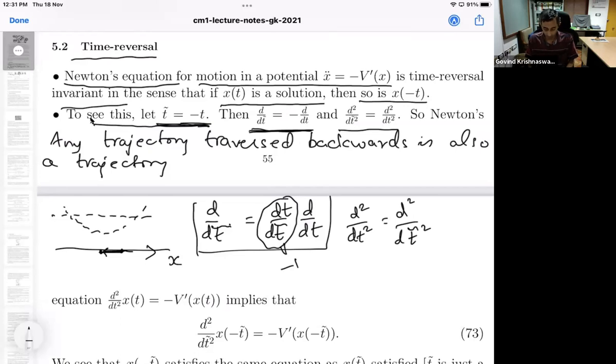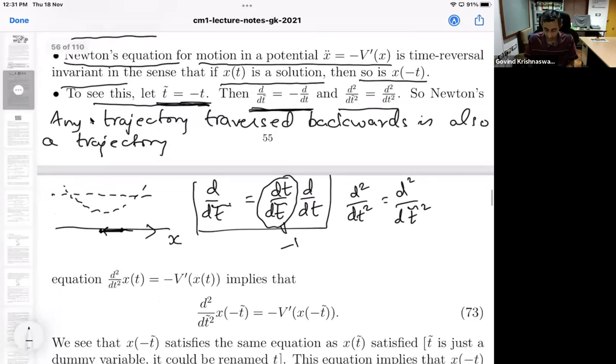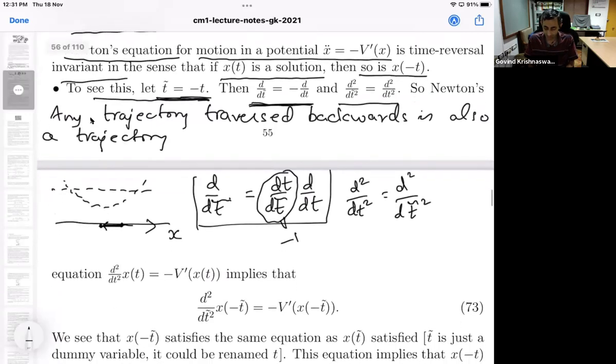All right, and therefore now let us look at Newton's equation, which says that the second derivative of x of t is equal to minus v prime of x of t. Now let us rewrite in terms of x tilde. The second derivative we have just observed is the same. So I can replace d squared by dt squared by d squared by dt tilde squared.